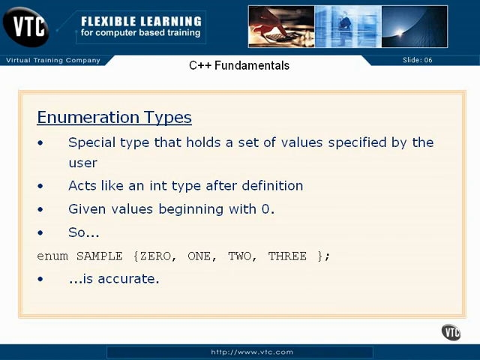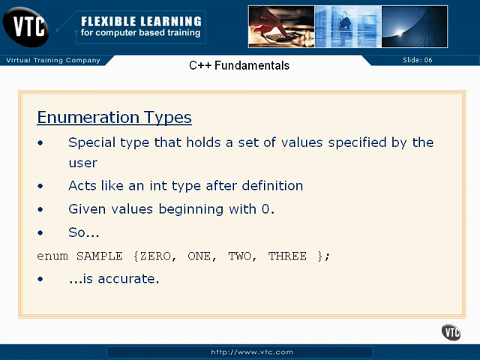We're taking a look at the Virtual Training Company C++ fundamentals, and now we're going to do enums. Enums are really called enumeration types, and it is a special user-defined type rather than a built-in type, and it is going to hold a set of values specified by us, the user. Now, an enum acts like an integer after you define it, but it is still user-defined. The values that it starts with begin with 0, just like an array index or anything else.